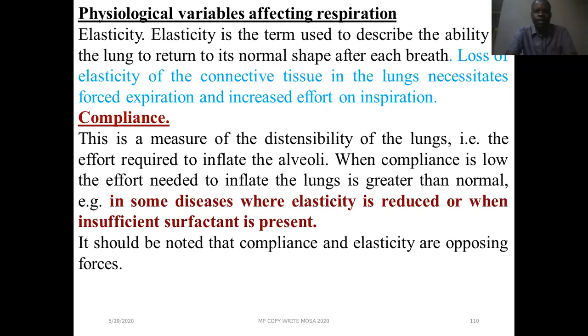Like I said earlier on, any condition that may harden the lung tissue may affect its elasticity. One example we can give is reduced surfactant levels, which will affect the elasticity of the lungs, and this will affect the compliance during breathing because it will be opposing the process when someone is breathing.